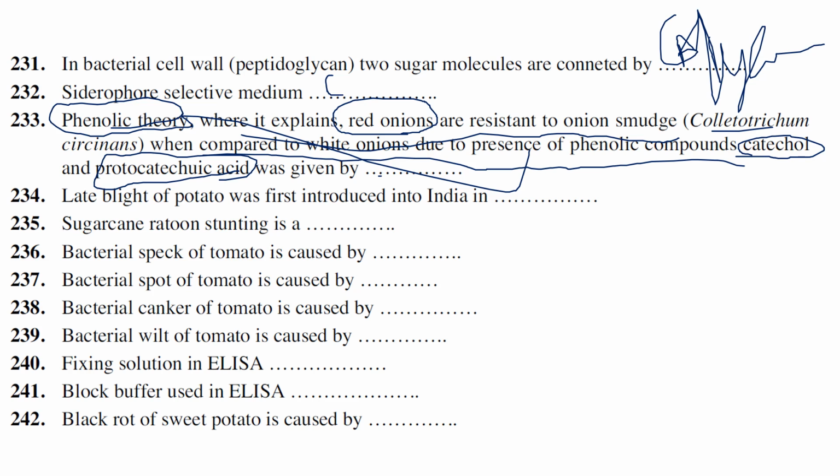The next one is leaf blight of potato was first introduced in India. It is believed that leaf blight of potato was first introduced in the Nilgiri Hills. The next one is sugarcane ratoon stunting is a.